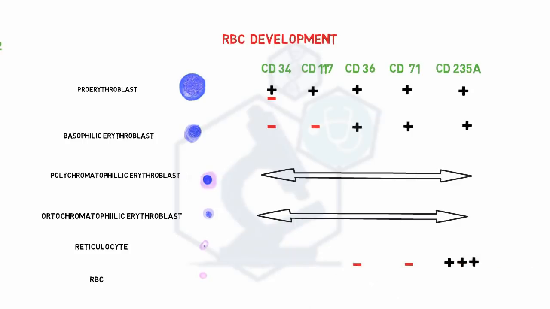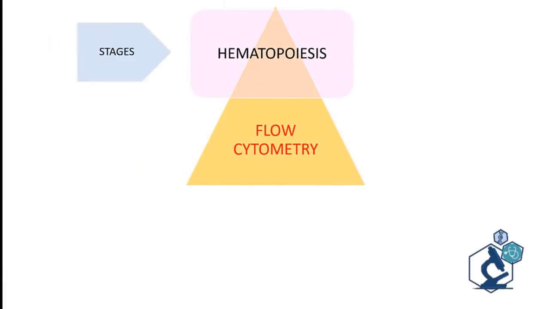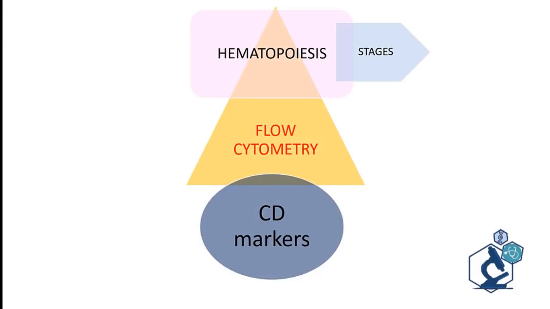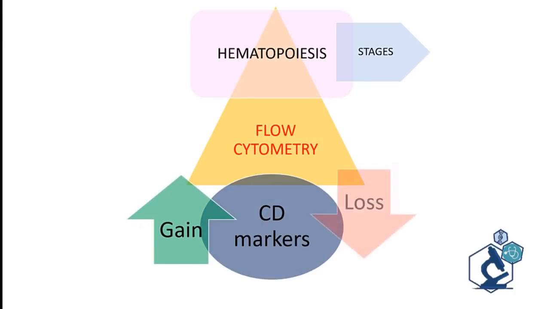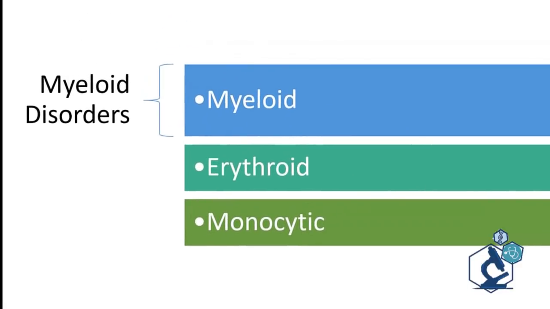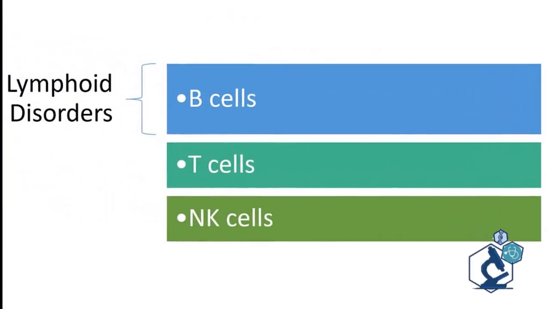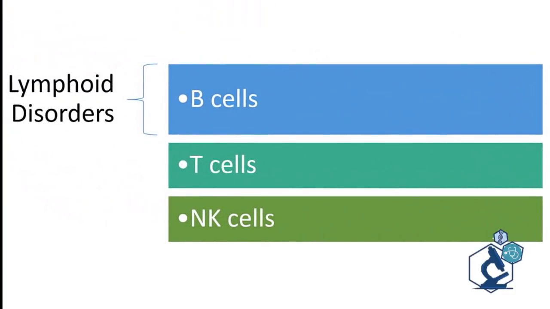Flow cytometry utilizes maturation and development patterns during hematopoiesis as foundation for diagnosis of various disorders. After covering CD markers in myeloid, monocytic, erythroid and megakaryocytic lineage of cells in this video, in our next video, we will be covering hematopoiesis of lymphoid cells, including B and T cell development along with their respective CD markers and origin of various lymphoid hematopoietic disorders.